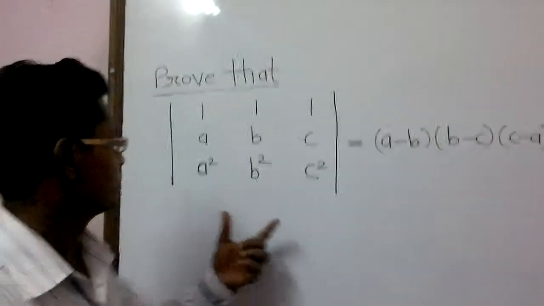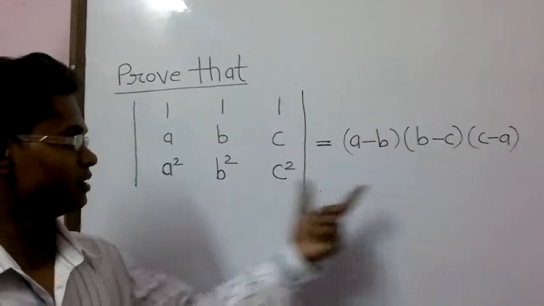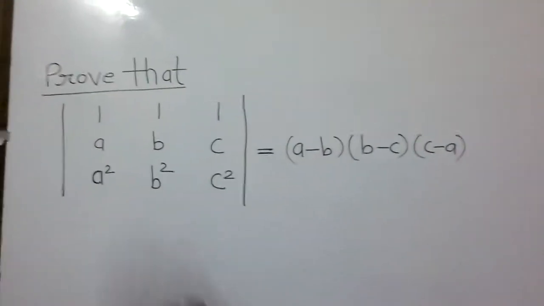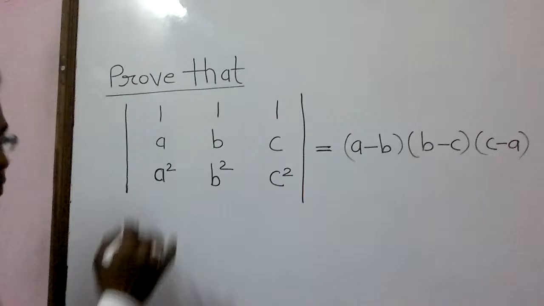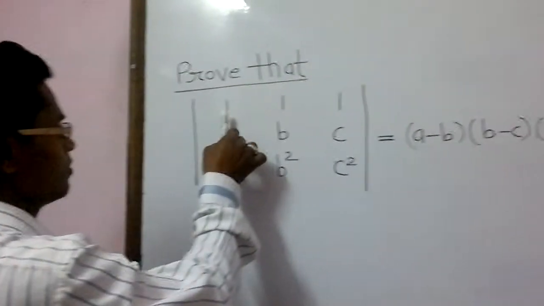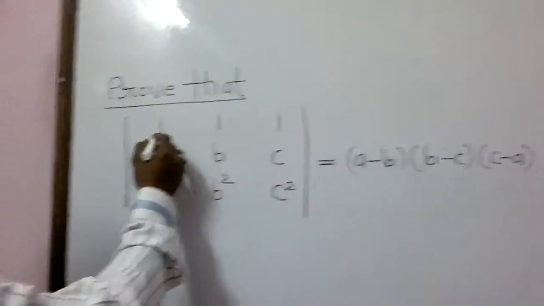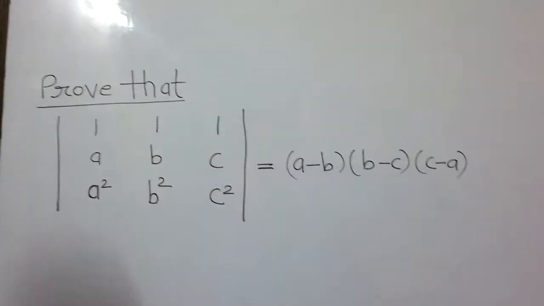Now we have to prove that the value of this determinant is equal to (a − b)(b − c)(c − a). For this, we have to operate on the first column, second column, and third column. We have to find zeros here and here. Then we can solve this determinant very easily.